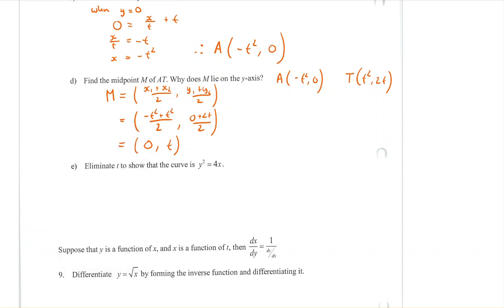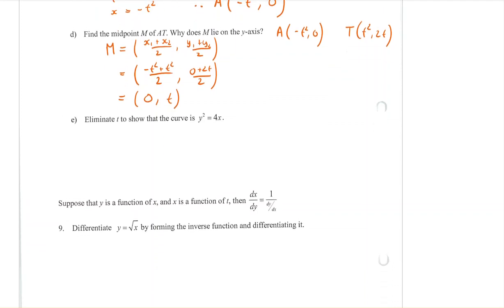Part E, eliminate t to show that the curve is y squared equals 4x. To eliminate the t, you want to rearrange one of the equations to get the t by itself. My equations, way back from the start, were x equals t squared, that was my first equation, and the second equation was y equals 2t. This second equation is easy to get the t by itself. All I have to do is divide that 2 away. So t is equal to y over 2.